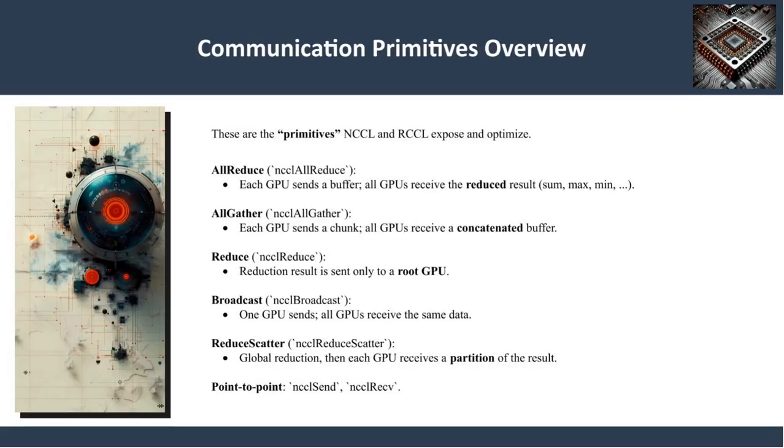Let's explore communication primitives in NCCL and RCCL. All-reduce allows each GPU to send a buffer and receive a reduced result. All-gather concatenates chunks from each GPU. Reduce sends the result to a root GPU, while broadcast shares data from one GPU to all. Reduce scatter partitions the global reduction result, and point-to-point handles direct sends and receives.